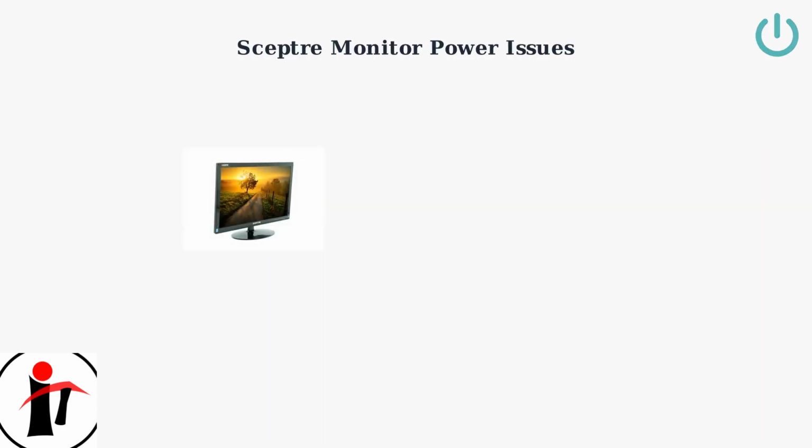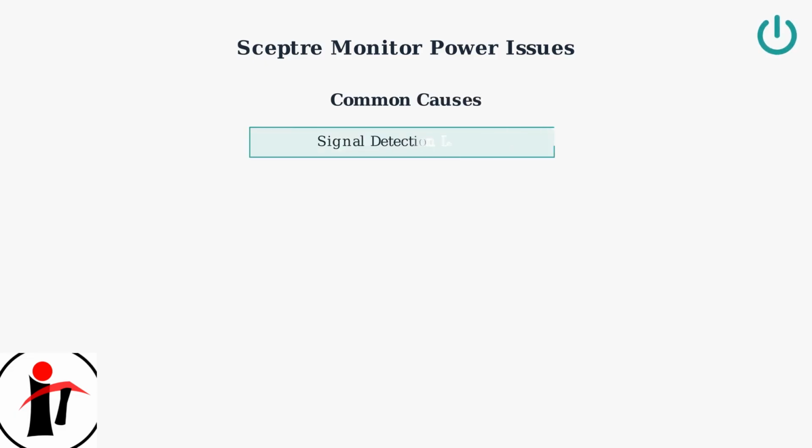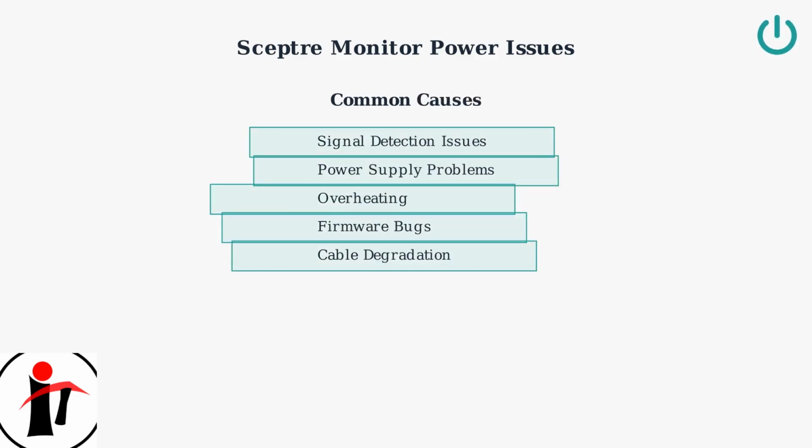Sceptre monitors are experiencing widespread power management issues that affect productivity and user experience. These problems manifest as unexpected auto sleep activation and sudden shutdowns across multiple model lines. The root causes include signal detection failures, power supply instability, overheating, firmware bugs, and cable degradation. Understanding these causes helps target the most effective solutions.